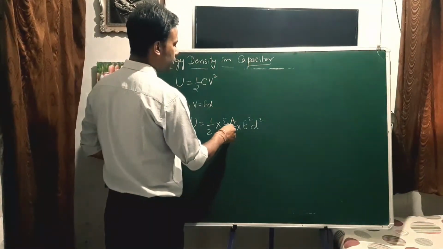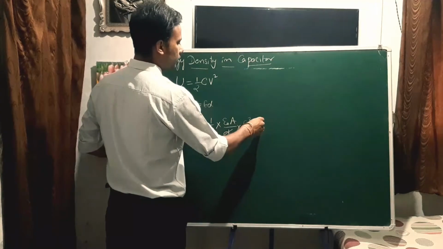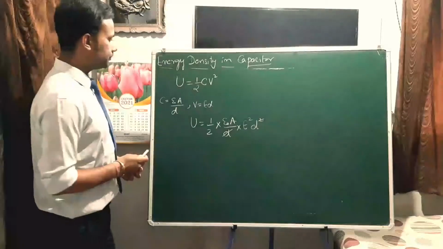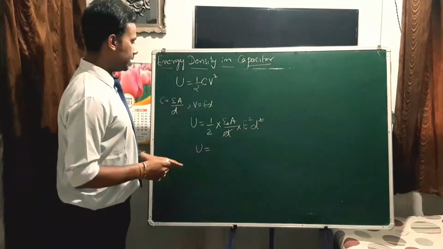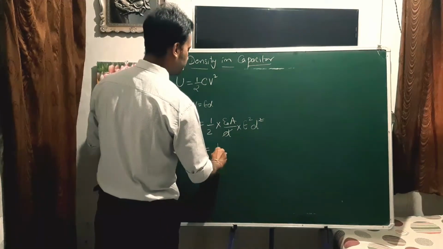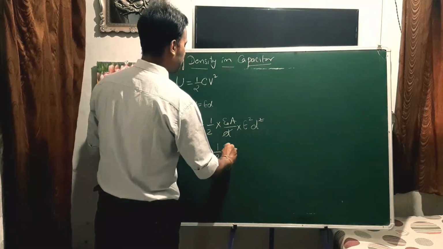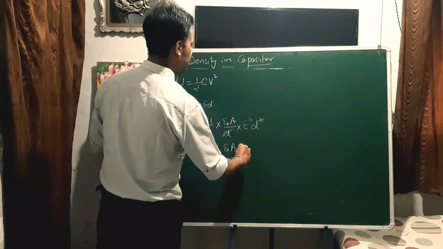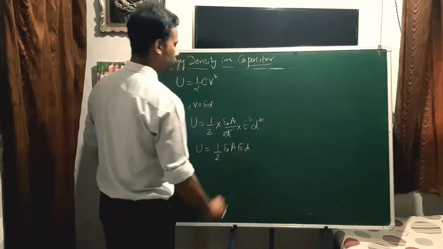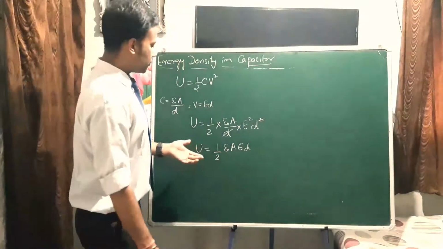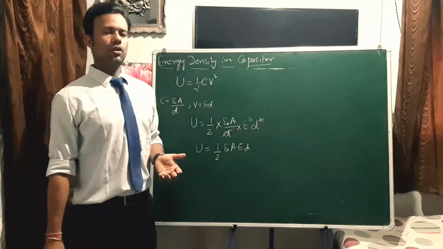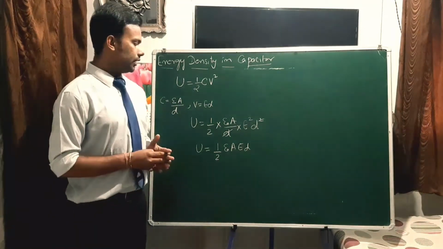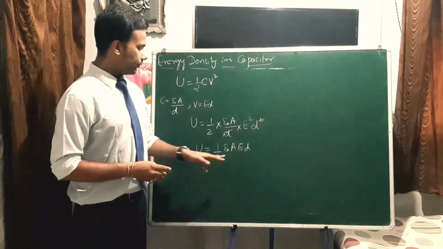So from here you can see that D will cancel out. This will become half epsilon naught A E square D. So see, this is one more formula of the electrostatic potential energy stored in the capacitor in terms of electric field, right?